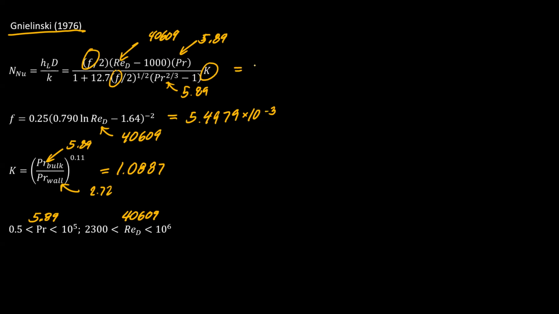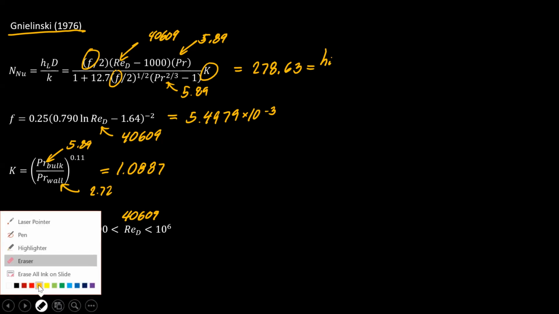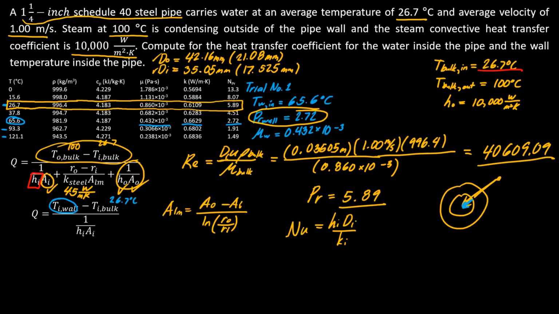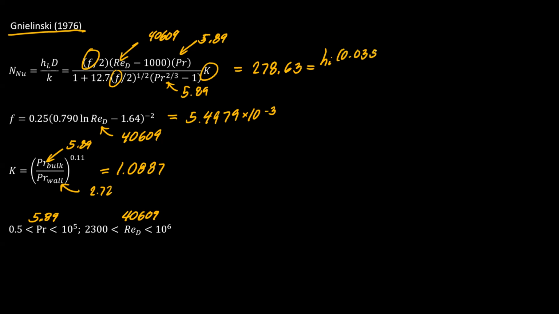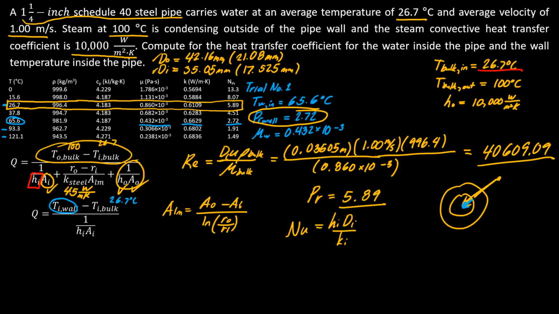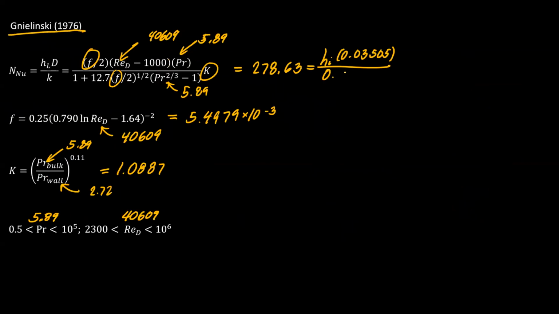So the Nusselt number, the value here, is 278.63. hi times Di equals that. I'm going to place the Di here, 35.05, and then the k is this one, 0.6109. Now we will get hi.